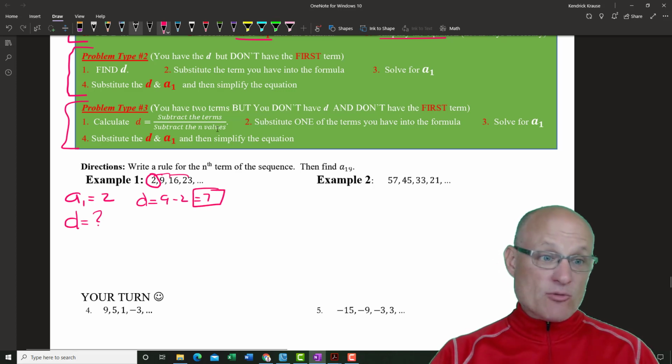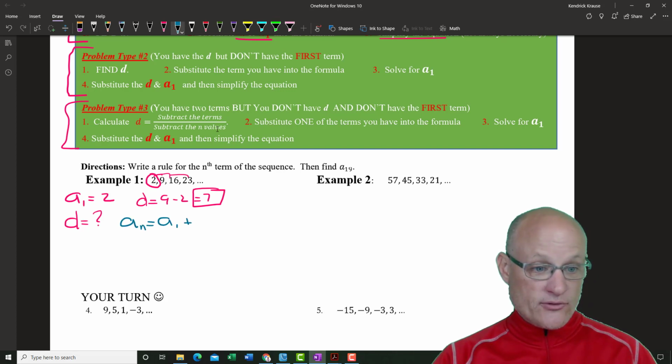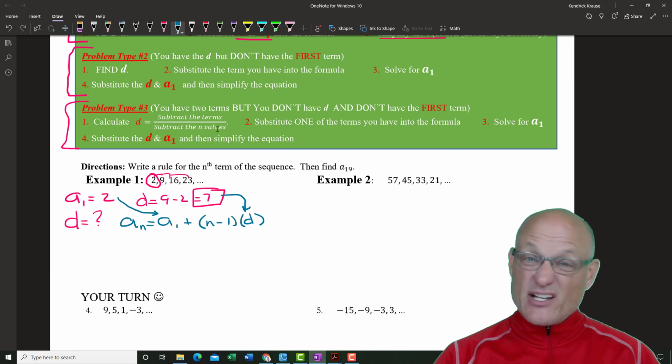Okay. Now I'm going to write the formula. And I'm going to rewrite the generic formula. A sub n equals A sub 1 plus n minus 1 times D. And I always put D in parentheses because when it's negative, it gets kind of tricky. So the 7 goes here. The A sub 1 goes here. And then I just clean it up.